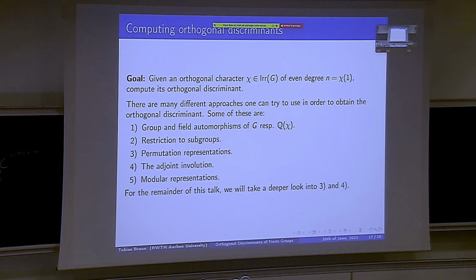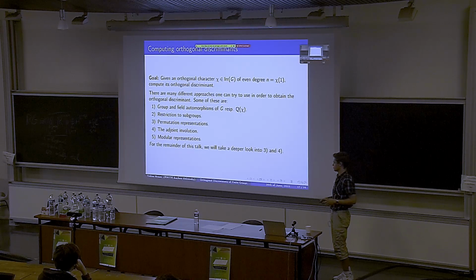And you can also consider the Galois group of the character field over the rationals. When two characters are conjugate under some Galois automorphism sigma, then also the orthogonal discriminants will be conjugate under the same Galois automorphism. Then you can, of course, restrict to subgroups. So you have a large group G. You want to know what's the orthogonal discriminant of this character chi. Then you can hope to find some subgroup H where this character restricts to, and just hope that there you know the orthogonal discriminant of this character, and then you know it for the group above.